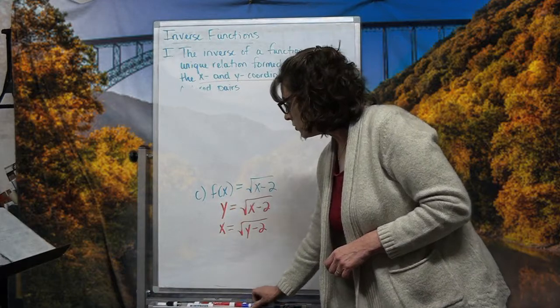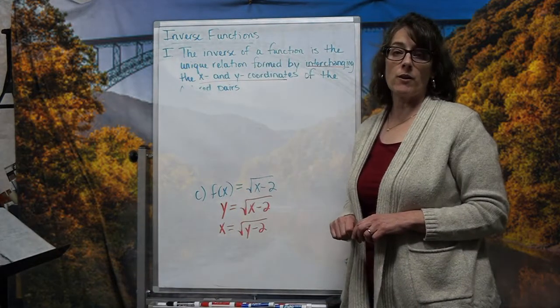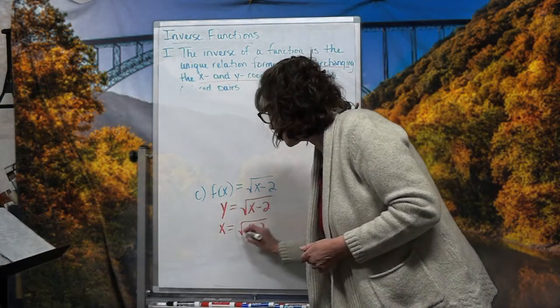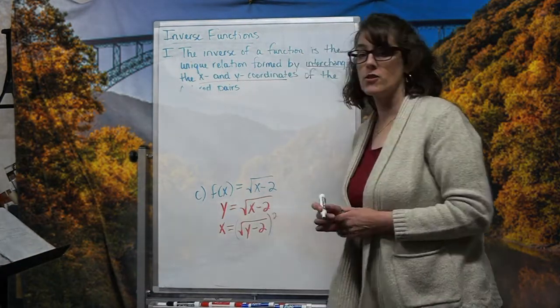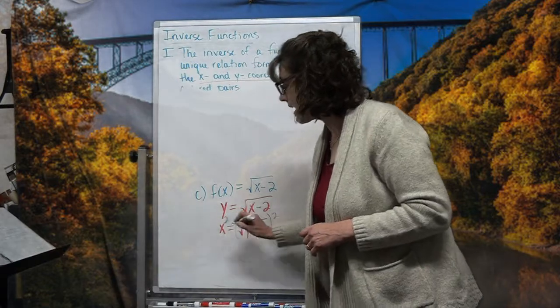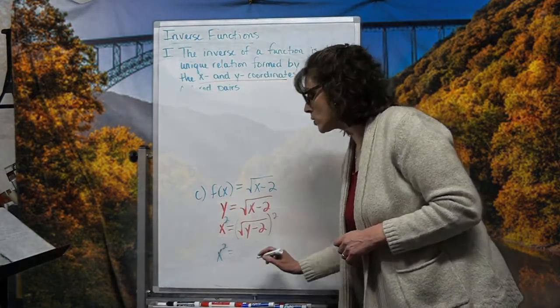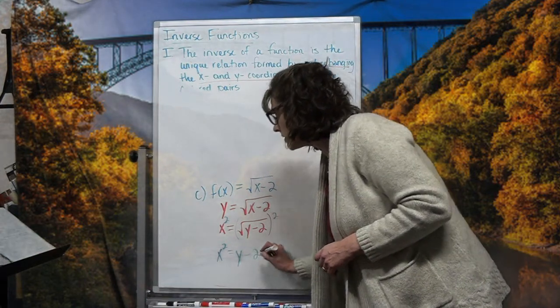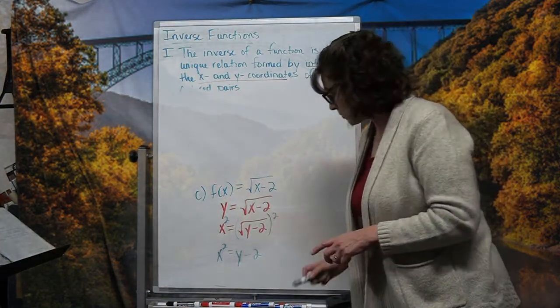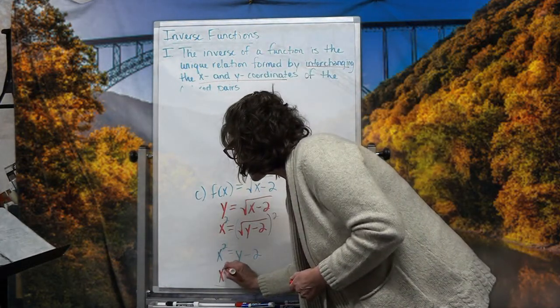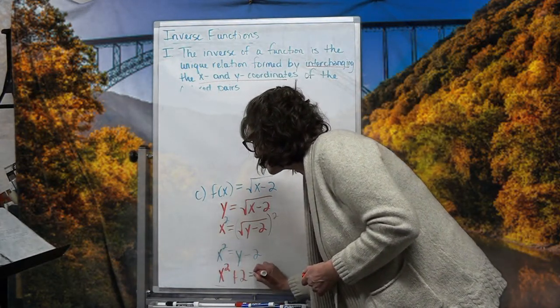But that y, you'll notice, is buried underneath that radical. So in order to free it from the radical, I've got to get rid of the radical. The only way to do that is to square the entire side. And remember what you do to the side. So I have x squared, and then over here squaring and square rooting cancel each other out, and I have a y minus 2. And now to get the y by itself, I'm going to add that 2, and that gives me x squared plus 2 equals y.